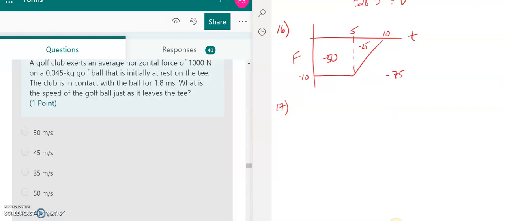17. A golf club exerts a force of 1,000 newtons on a 0.045 kilogram ball at rest. It's in contact for 1.8 milliseconds. What's the speed of the ball just as it leaves the tee? So Ft equals m delta v. Force is 1,000 for 1.8 milliseconds, which is 0.0018 seconds. Mass is 0.045. Final velocity we don't know. Initial was 0. Do your algebra to solve for vf, and you get 40.